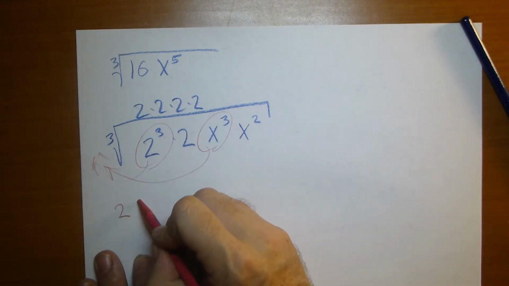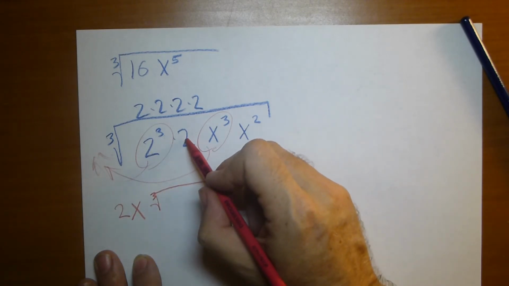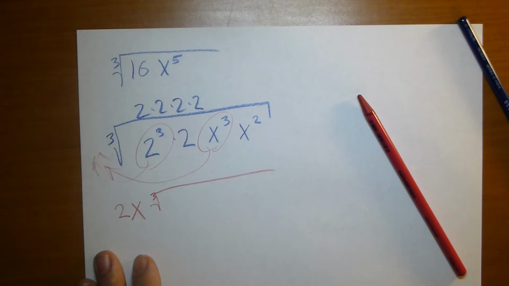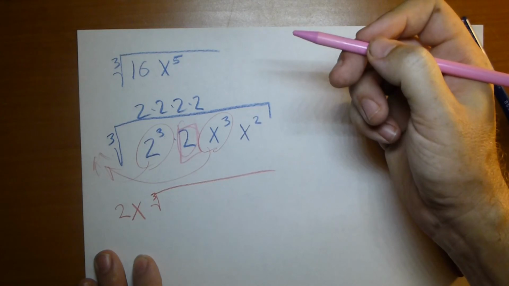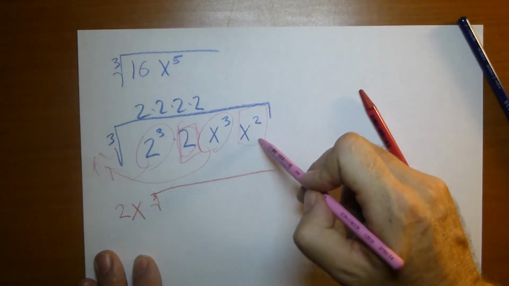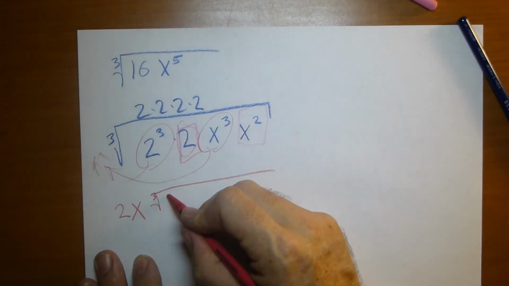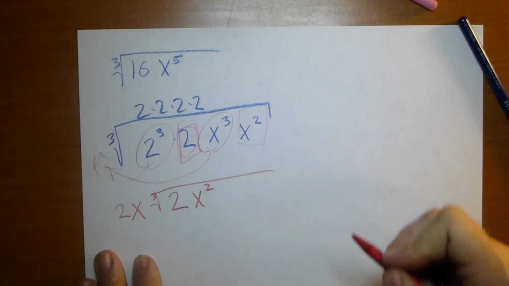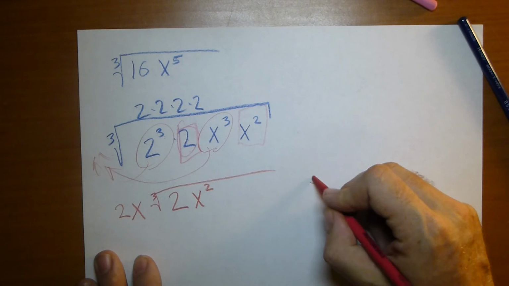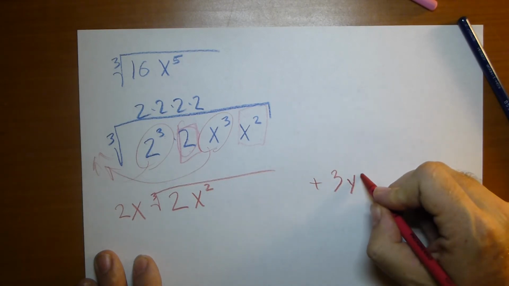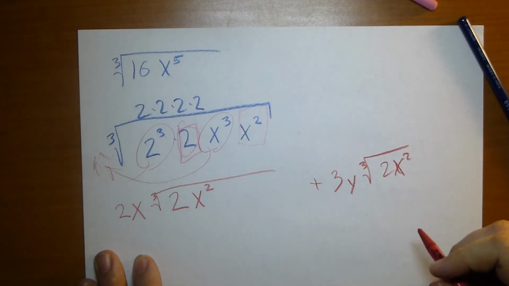We're left with 2x, cube root. What we have left is the 2 and the x squared, leaving us with 2x times the cube root of 2x squared. Now, if we tried to add that to any other like terms, for instance, maybe 3y times the cube root of 2x squared, then yes, here we have like terms now.